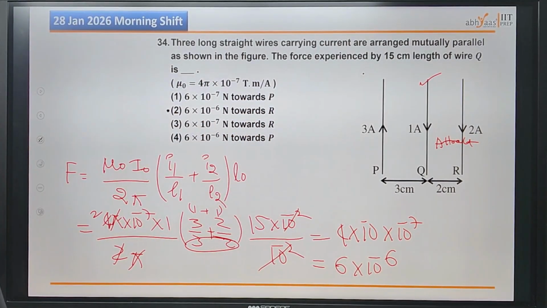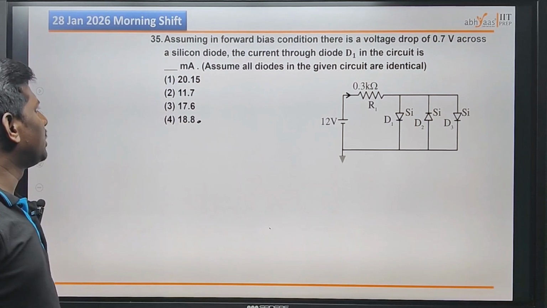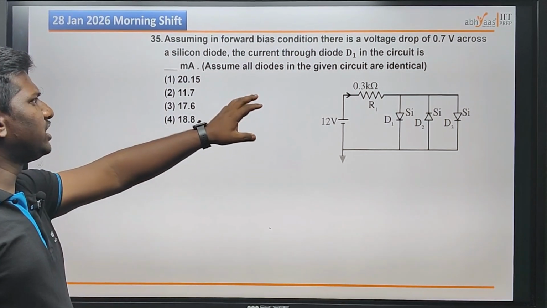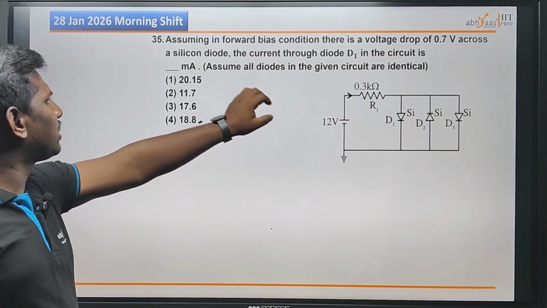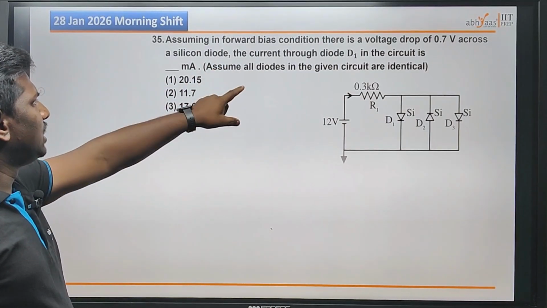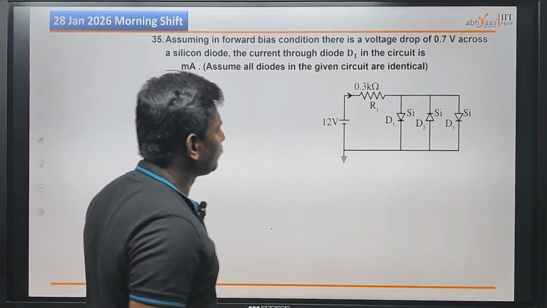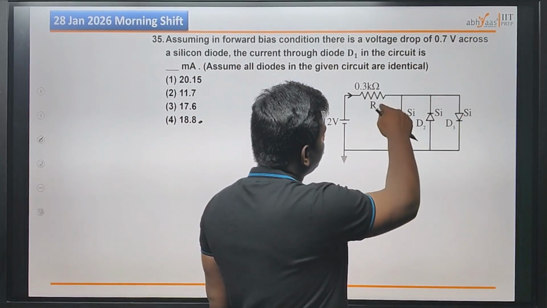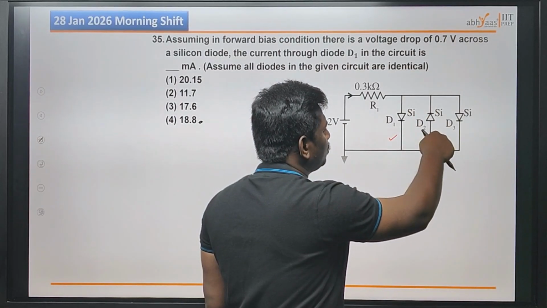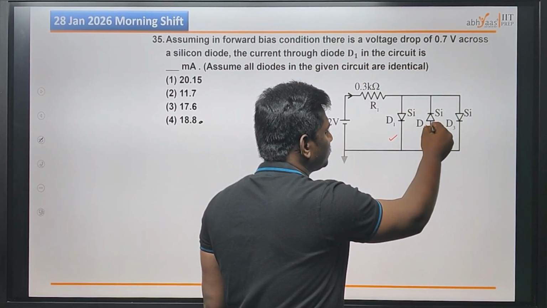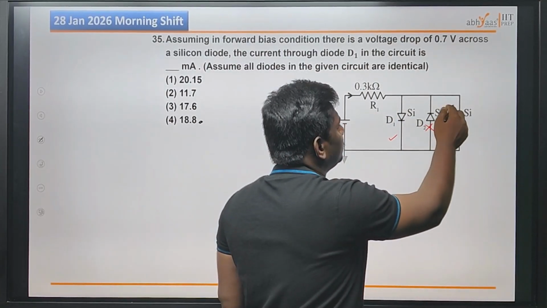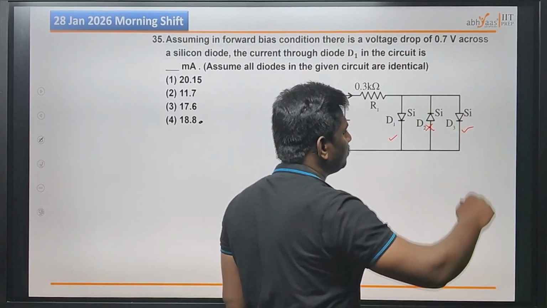Okay. Next question. Question number 35. Assuming in forward bias condition, there is a voltage drop of 0.7 volts across the silicon diode. The current through diode 1 in the circuit, you have to find in milliamperes. So diode 1 is forward bias, this is working. Diode D2 is in reverse bias, that is not working. First you have to check this thing. Next one, diode 3 is also working.